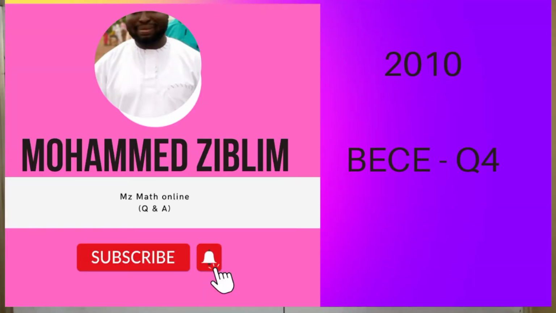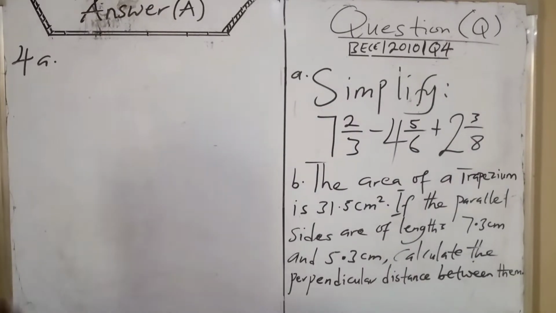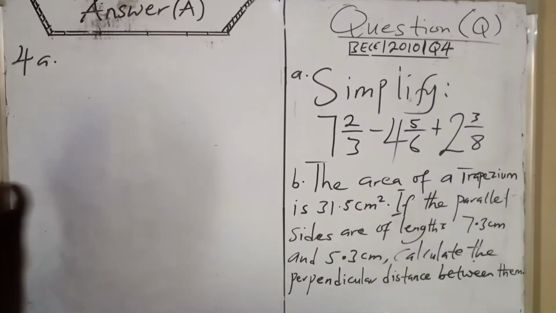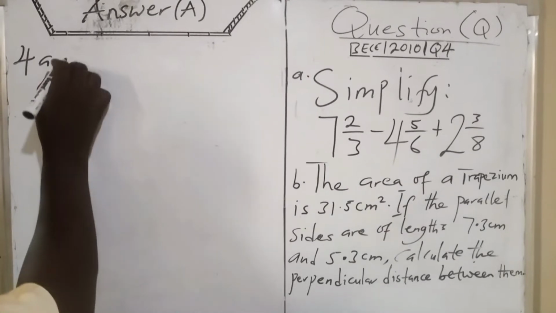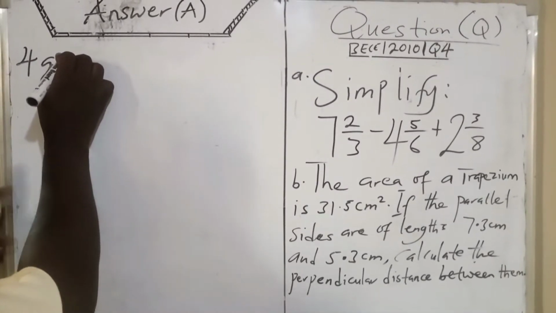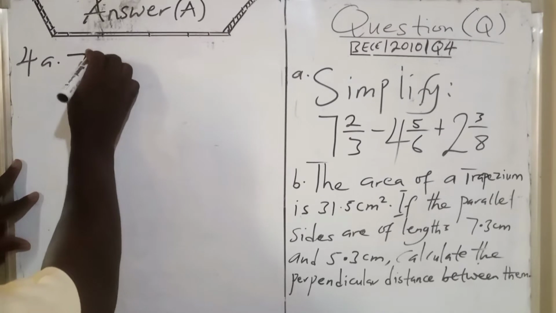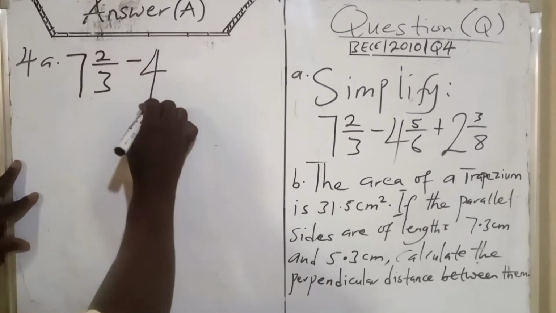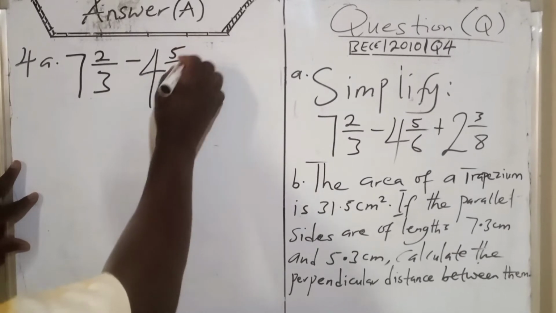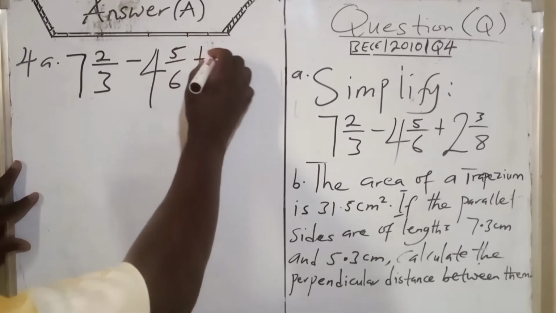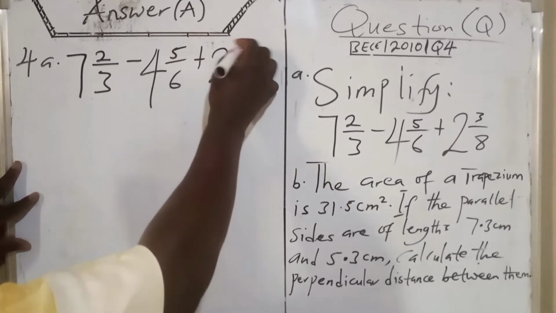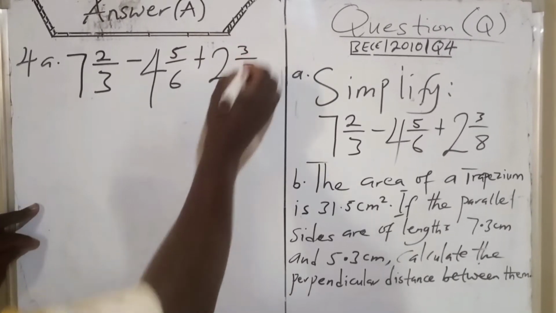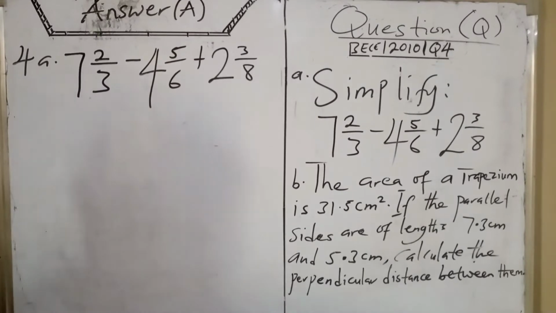In today's lesson, we are going to look at BECE 2010 question 4. So let's get started. In question 4a, we are asked to simplify 7 2/3 minus 4 5/6 plus 2 3/8. So that is the question.